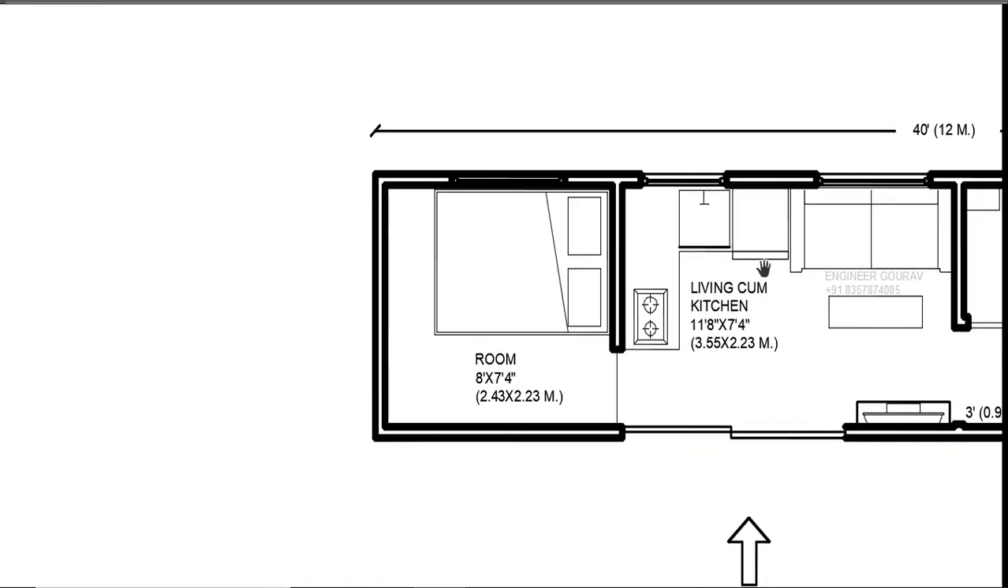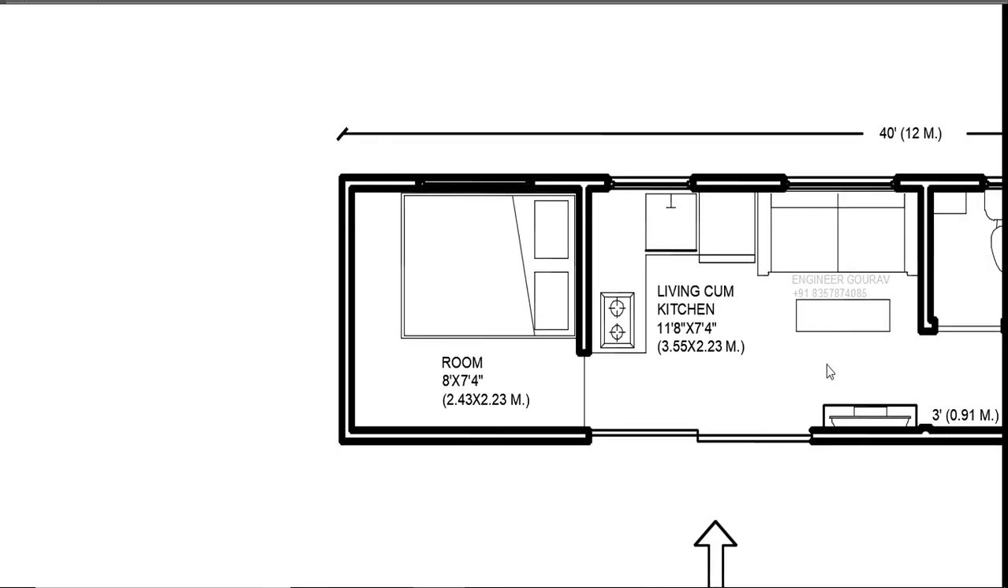So we have living plus kitchen area. You can see here the sofa arrangement, tea table arrangement, TV unit on the front wall, and we have kitchen cabinet with burner, sink and refrigerator arrangement, and two large size windows for ventilation and light purpose of this area. And on the left side we have a bedroom here. You can see here the bed arrangement and a large size window for ventilation and light purpose of this room.